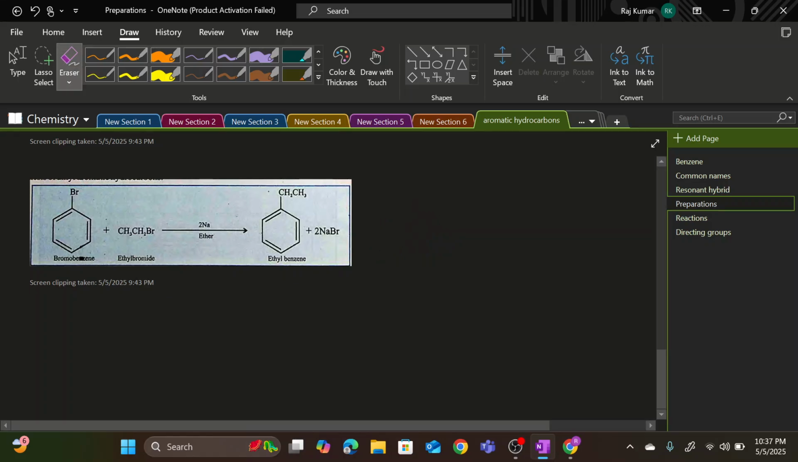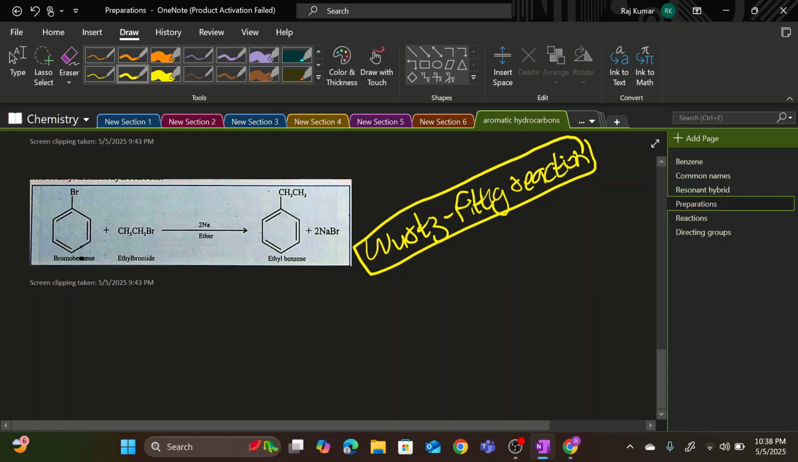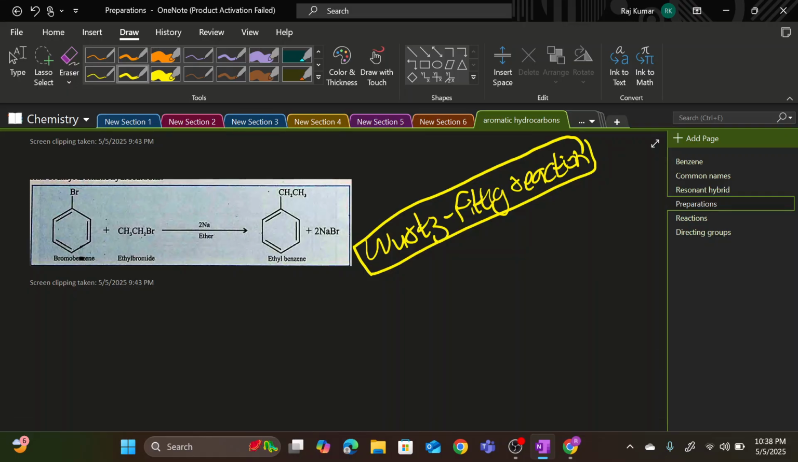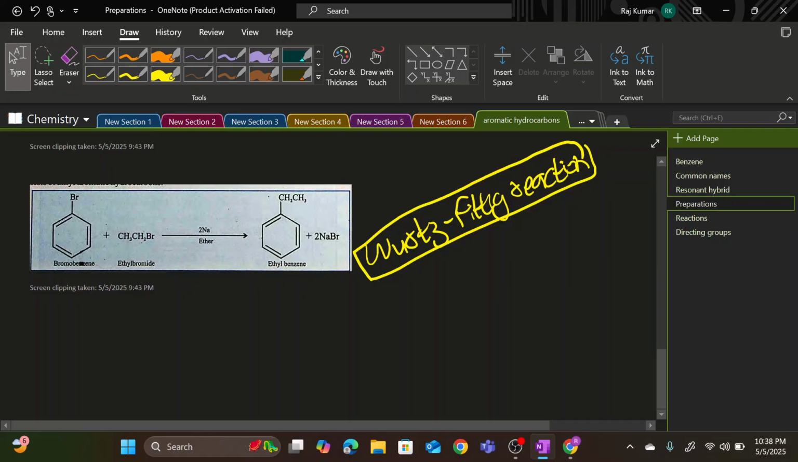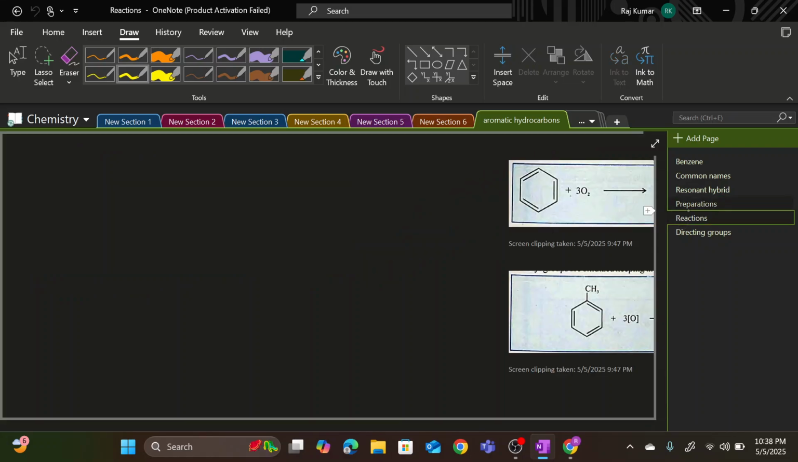Wurtz-Fittig reaction. What a Wurtz-Fittig reaction is? We take a bromobenzene and react it with ethyl bromide in the presence of an anhydrous ether solvent. Then at that point we will get ethyl benzene and sodium bromide. This method is important because it is industrially used to prepare benzene, ethyl benzene particularly.